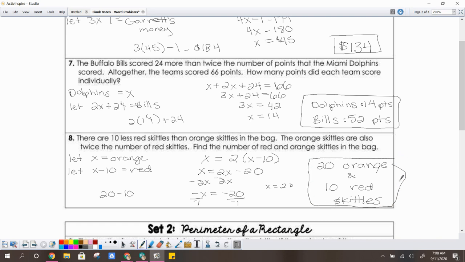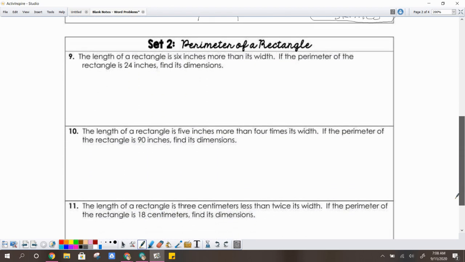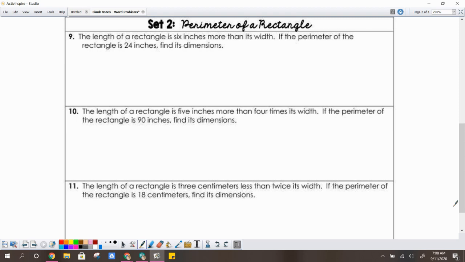All right, so that's one type of these problems. So now you can also have problems that involve perimeter of a rectangle. Okay, so remember the perimeter formula is when you add up all the sides. In our case, we're going to use this version of it, 2 times the length plus 2 times the width. So it says the length of a rectangle is 6 inches more than its width. If the perimeter is 24 inches, find its dimensions.